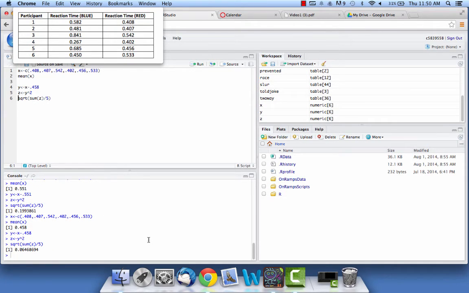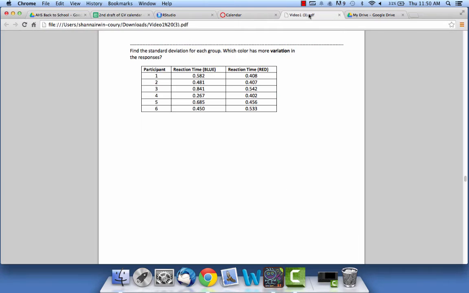And that one's 0.0647. So that's much, much smaller than the 0.199 from before. So this one has a lot less variation, so the first one has much more variation.